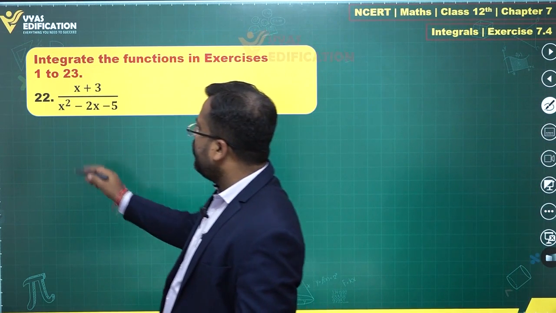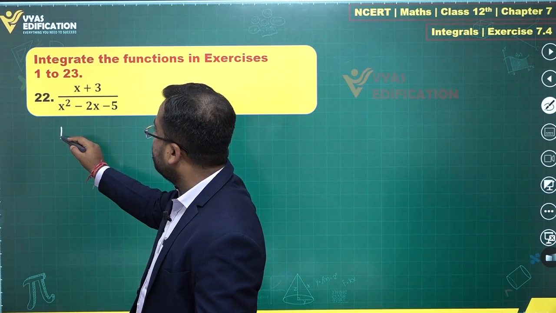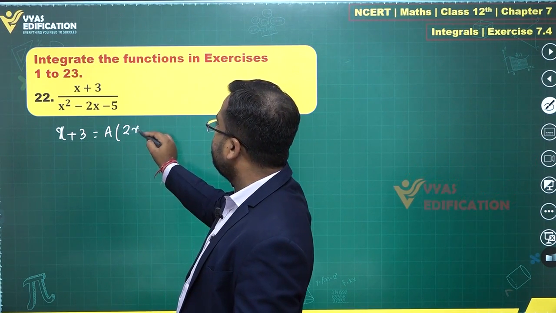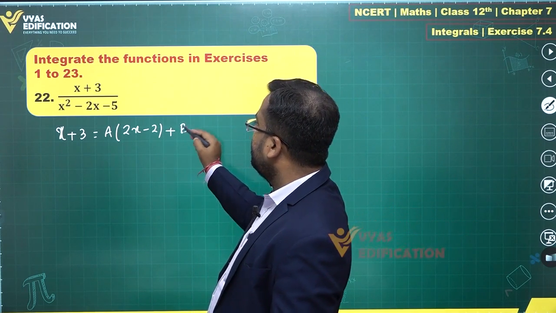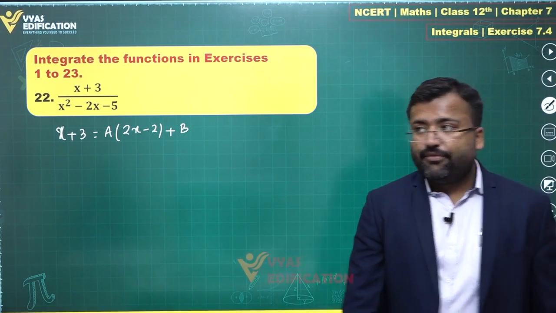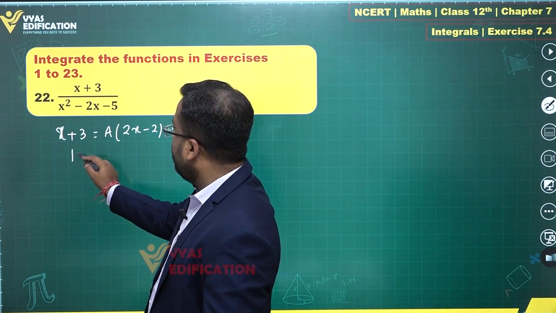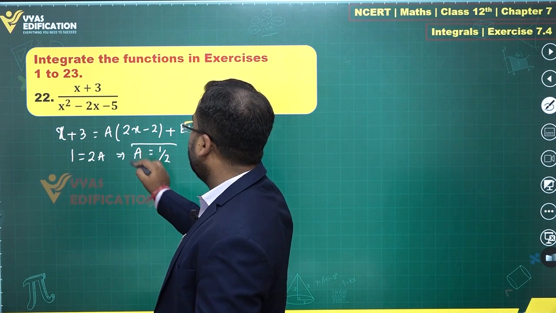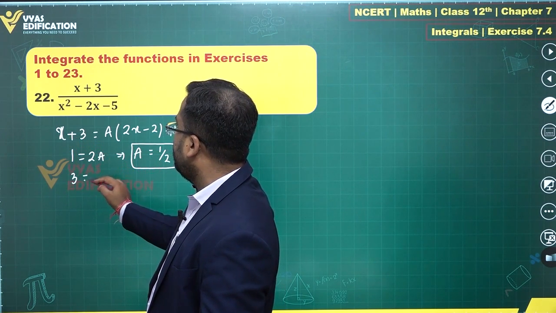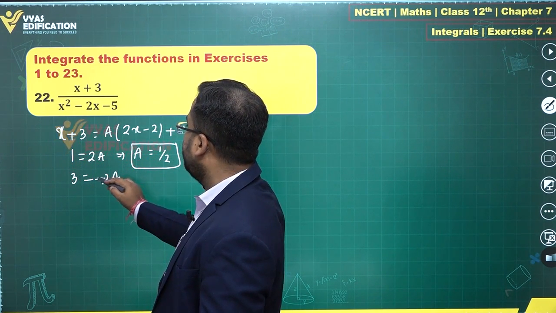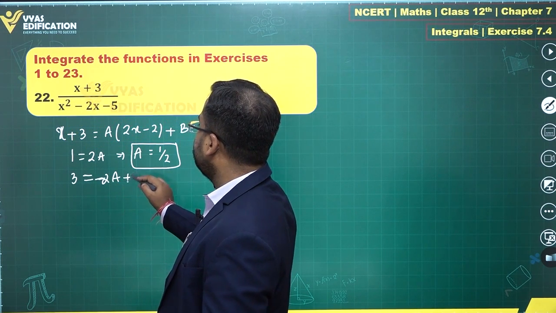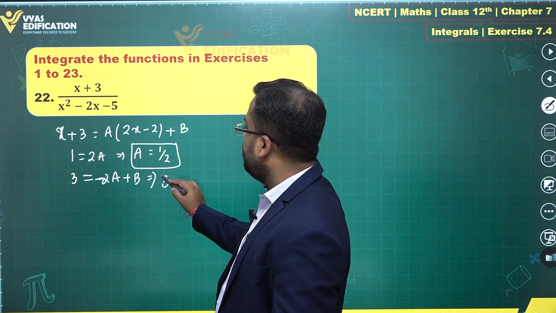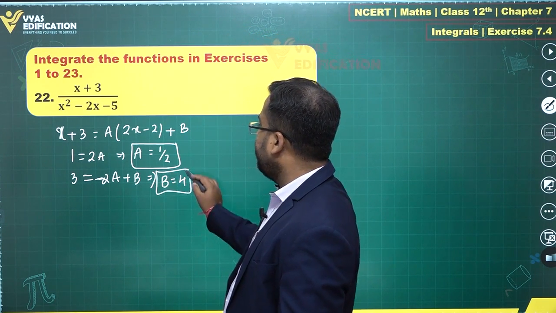So once again, linear upon quadratic can be handled by writing that linear numerator, x plus 3, as a times the derivative of the denominator, which is 2x minus 2, plus another constant b. This is what you have. Comparing the coefficient of x, 1 equals 2a gives a equals 1 by 2, and comparing the constant term, 3 equals minus 2a plus b. What will that give me? This is minus 1, it will go over there and b will become 4. These are the values of a and b.